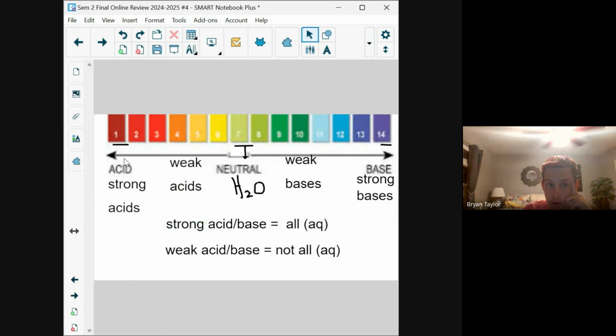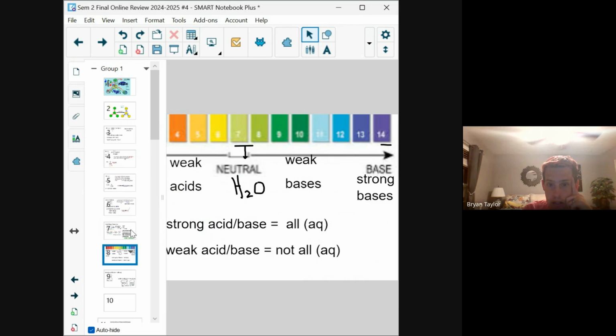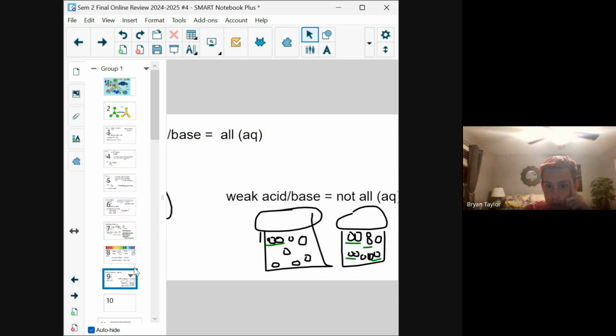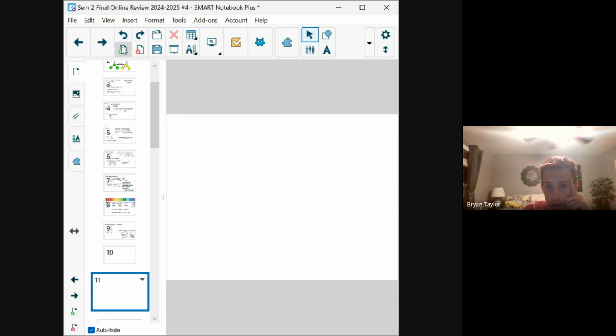Low numbers are very strong acids. High numbers are very strong bases. In between, they're kind of weaker. And the difference between strong and weak is that's aqueous, that's not. And that's it. That's everything you need to know about acid base, which is the third reaction we didn't go over yet, which is wonderful.